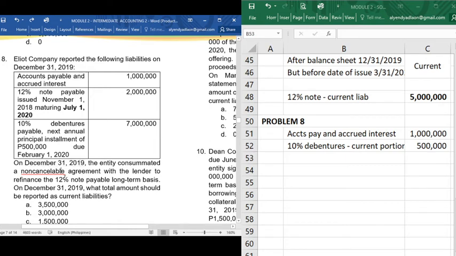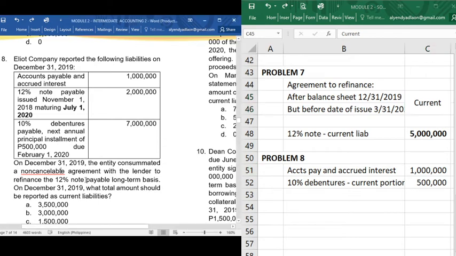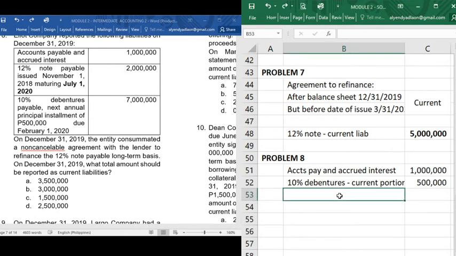Does it fall within 2019? The question is, on December 31, 2019, did it already become non-current? Take note, earlier, if the agreement to refinance happened after the balance sheet date but before the date of issue, that will be treated as current. But this one is not after. This is on the balance sheet date. Meaning, on December 31, 2019, it was already refinanced into a long-term basis, meaning we made it before the cut-off. From current for the 6 months, it changed to long-term. So, since the agreement happened on December 31, this is now treated as a non-current liability. Okay? Non-current liability.